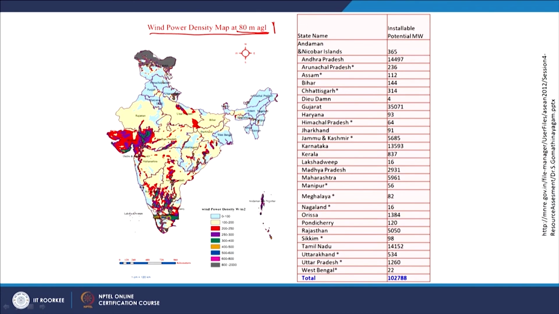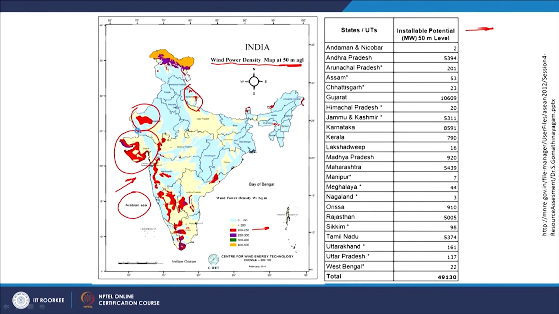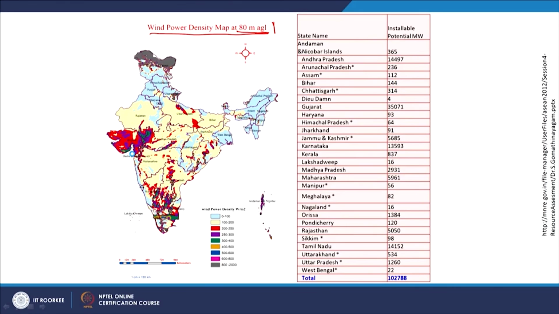So basically the purpose of GIS is to model things, to predict things for different scenarios. Here there are two scenarios, 80 meters and 50 meters. If a wind turbine is installed at 80 meters height, almost the entire Gujarat can be exploited. Of course the cost will be different. In the coastal areas, 50 meter height turbines would be sufficient, but elsewhere 80 meters. Definitely at 80 meters the potential increases significantly in some areas.